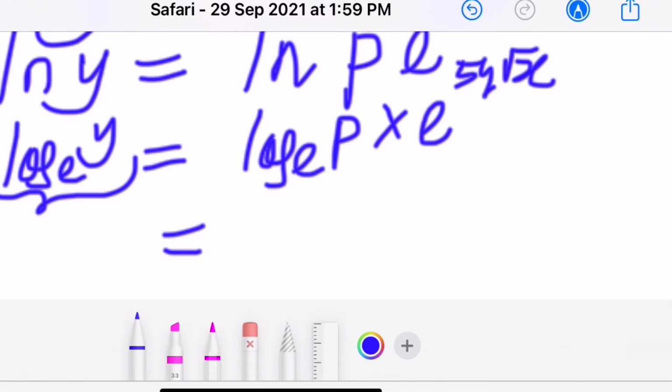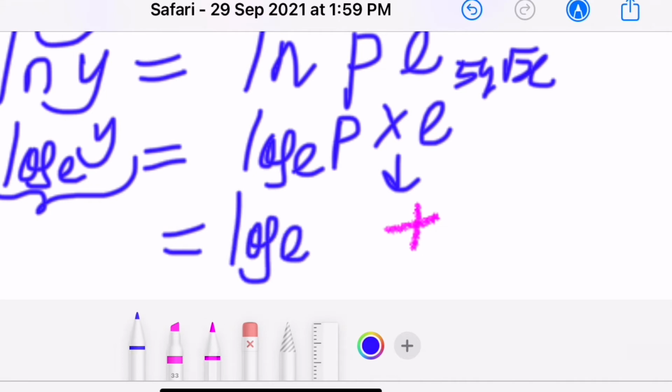So now we have a multiplication here. So what we need to do is we need to add. Okay, but when we add, we must make sure we have ln plus ln with the same base.